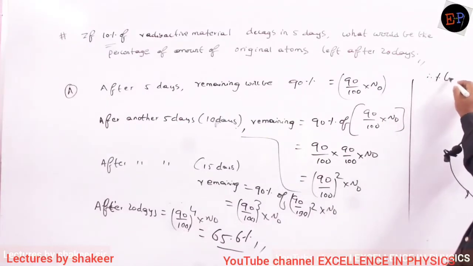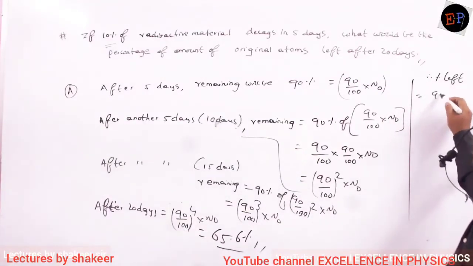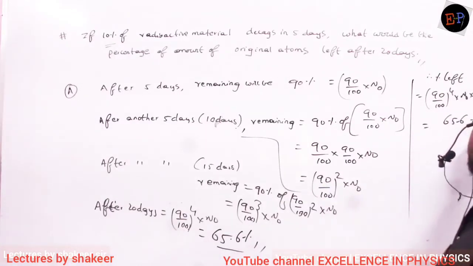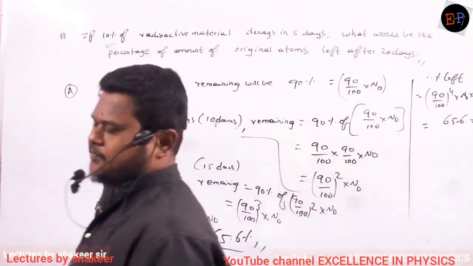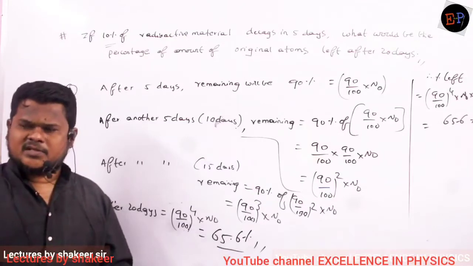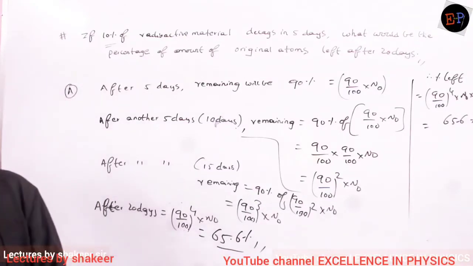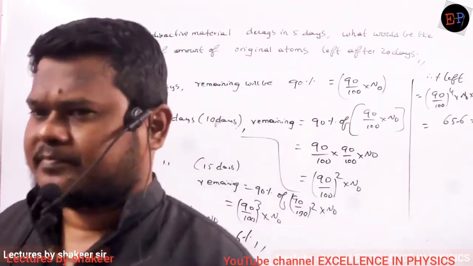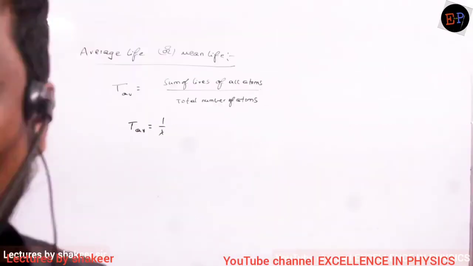So therefore percentage left undecayed is how much? 90 by 100 whole power 4 multiplied by N naught multiplied by 100, so 65.6%. In half-life also this was the method we have followed, no? So for any percentage you have to follow the same method. Half-life is 50%. Here instead of 50% what he gave? 10%. But whatever it may be, calculations remain the same.